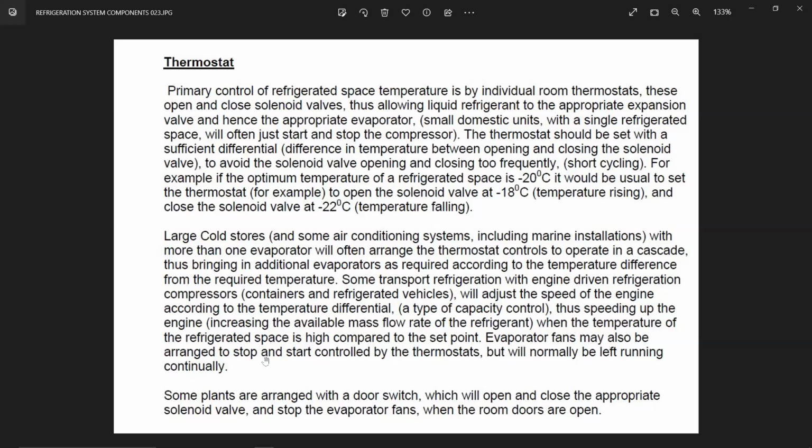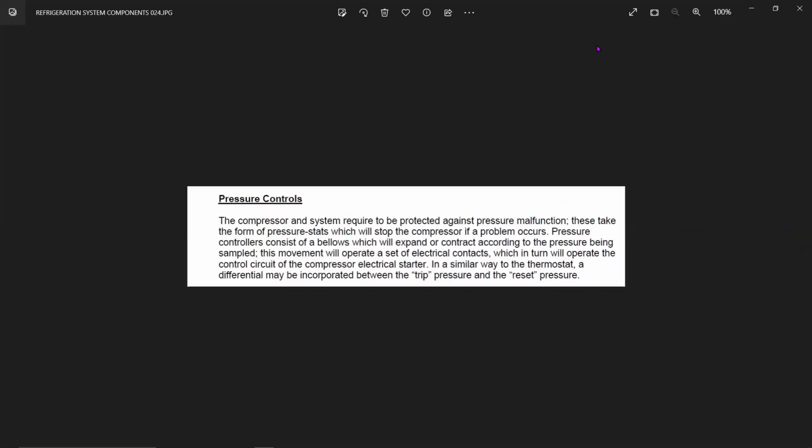Evaporator fans may also be arranged to stop and start, controlled by thermostats, but will normally be left running continuously. Some plants are arranged with a door switch, which will open and close the appropriate solenoid valve and stop the evaporator fans when the room doors are open. That is also important. अच्छा, अभी pressure controls बाकी है, and we'll talk about the safeties, like your differential oil pressure controller, high pressure cutout, low pressure cutout, and that is remaining. And then we'll start with different things like charging of refrigerant, different methods of charging, and then we'll see the different circuits. Okay, कैसा होता है, and that will progress as well.